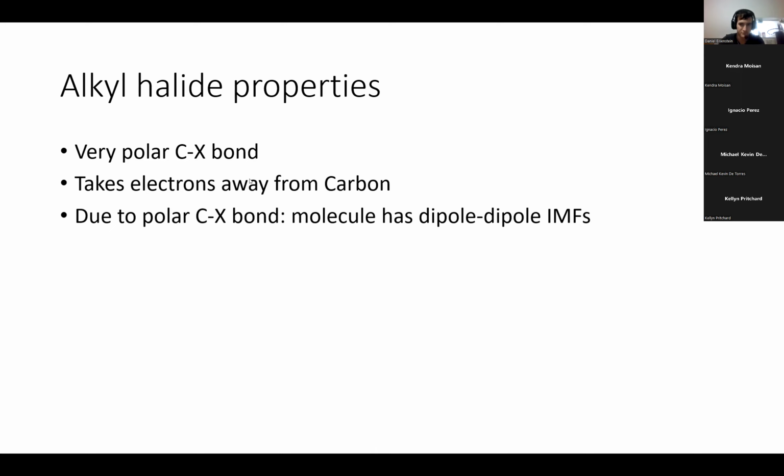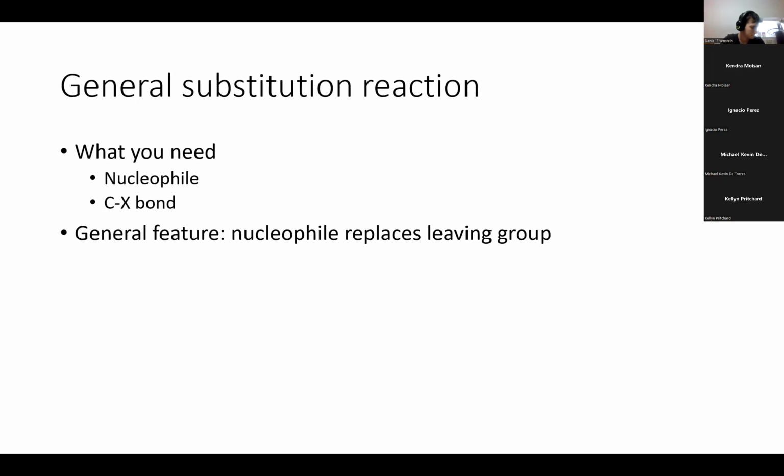Halogens are very electronegative. Therefore, carbon-halogen bonds are very polar, right? Because there's a strong polar bond and a net dipole, there are dipole-dipole intermolecular forces, okay? Therefore, an alkyl halide will have a higher boiling point than an alkane.